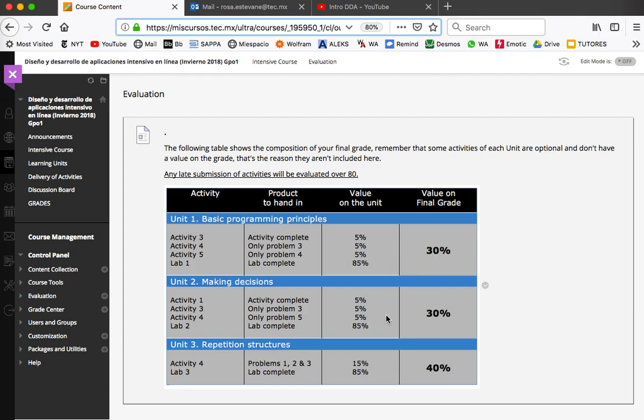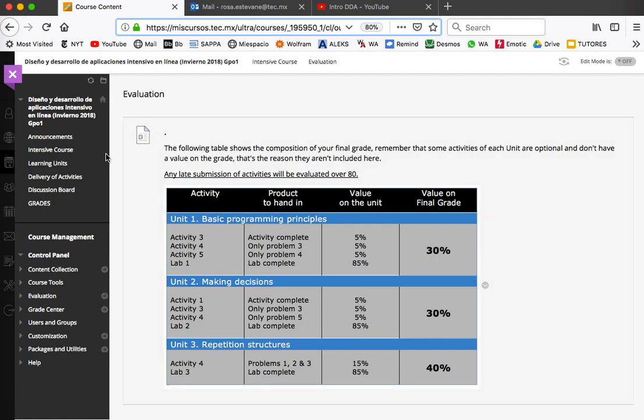This same situation happens in Unit 2. You have 3 activities of 5 points each, and 85 points, or percent, that comes from the lab. But in Unit 3, be super careful because you only have one activity that includes 3 problems. This activity is worth 15% of the grade of this unit. The other 85% comes from the lab, the same as in the other units.